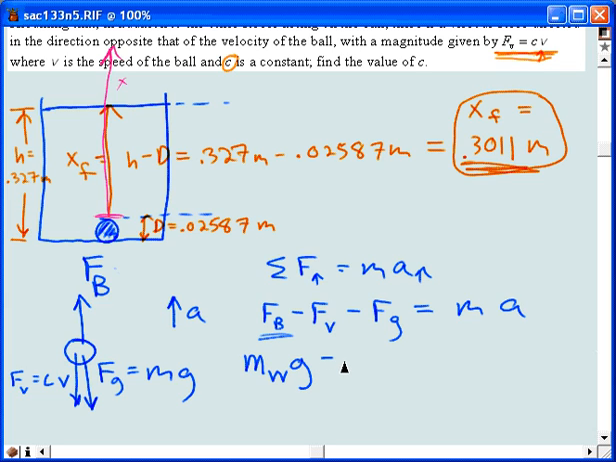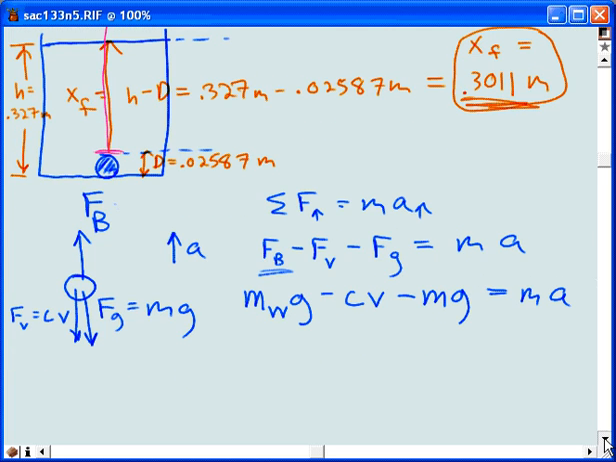And then minus that viscous force, we say, is just c times v, and then minus the weight force acting on the ball, mass of the ball times g, and that's equal to the mass of the ball times the acceleration experienced by the ball.